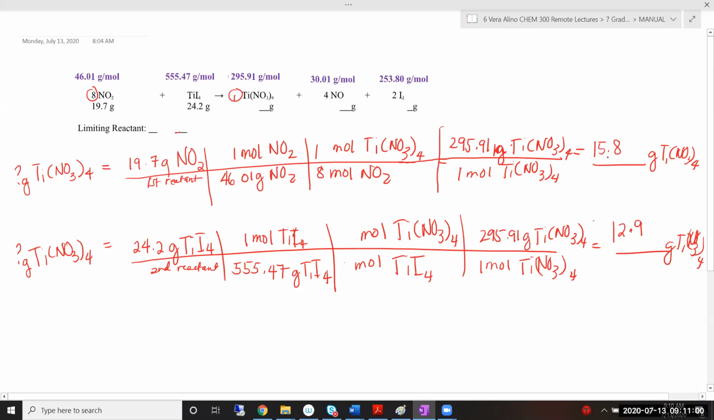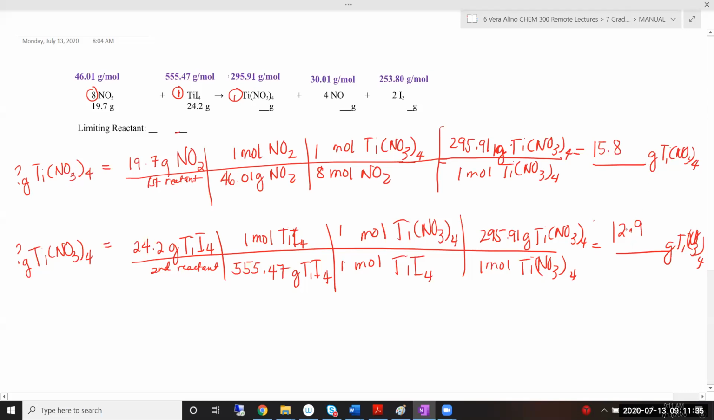Now on a separate calculation, I'm going to figure out the amount of product formed if all of the second reactant is used. So 24.2 grams of TiI4, convert that first to moles, this time using the molar mass of that reactant. Once it is in moles, then I can use the coefficient. It's a 1:1 ratio. For every 1 mole of the second reactant, I can produce 1 mole of the product, and then convert that product to its equivalent weight. So I ended up with this number.